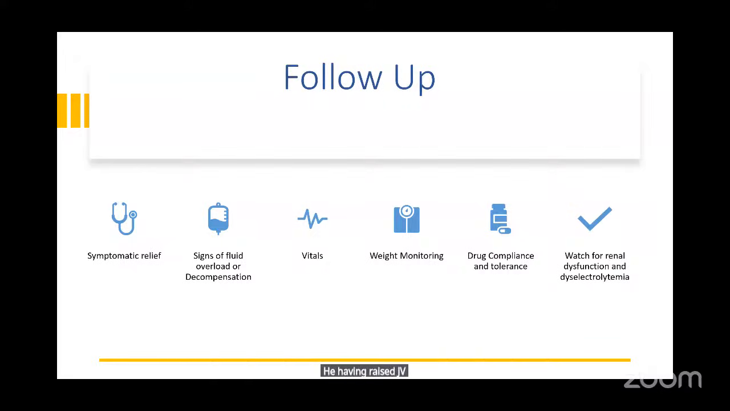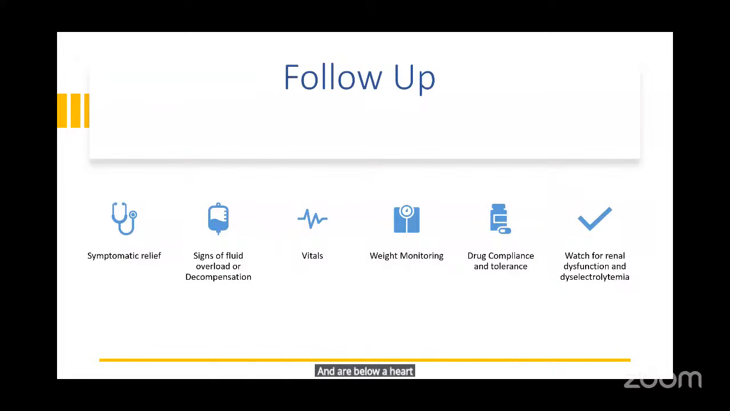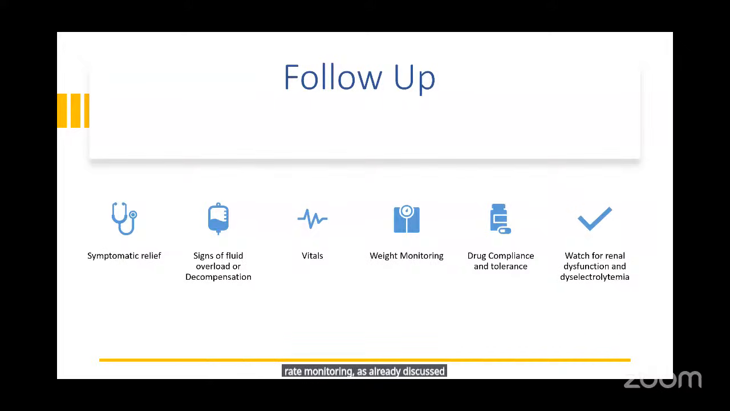We look at vitals. We can up titrate our medications to a systolic of 95 mmHg and to a heart rate of 55. Beyond 95, we have to be very careful while up titrating ACE inhibitors, ARBs, SGLT2, and MRAs. And below a heart rate of 55, we have to be doubly sure and very critical while up titrating beta blocker.